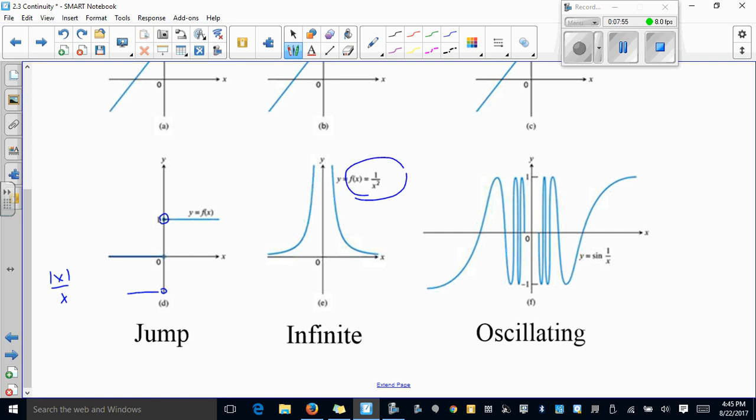This one, they gave you the function. This is infinite because both sides go off to positive or negative infinity. So it's an infinite one.